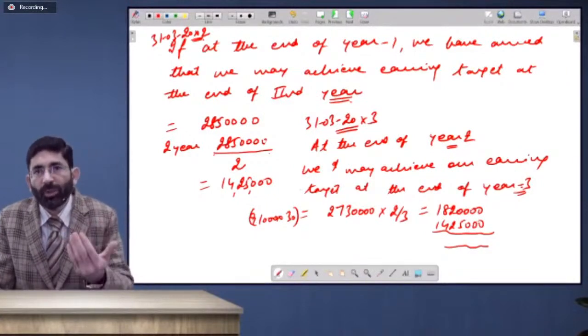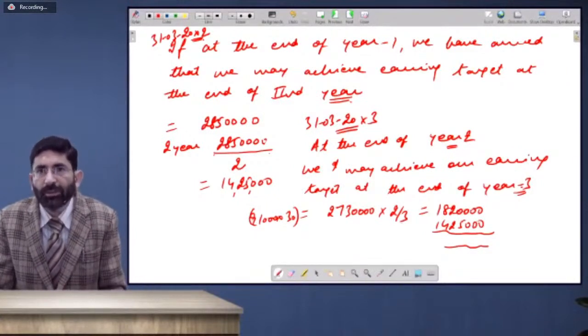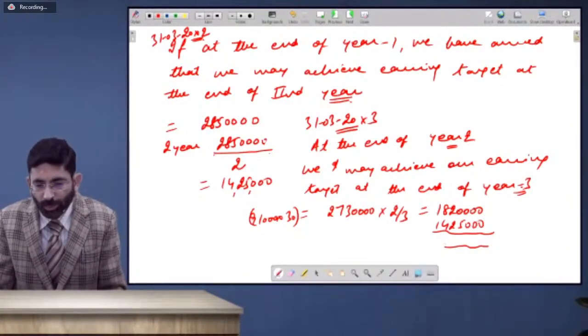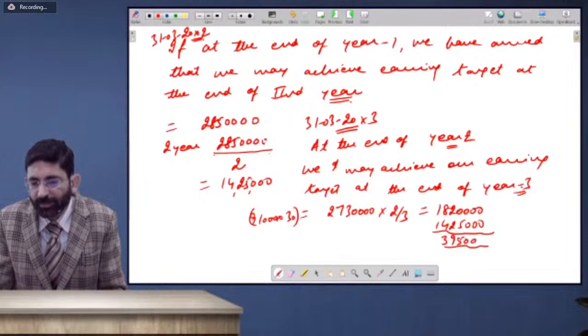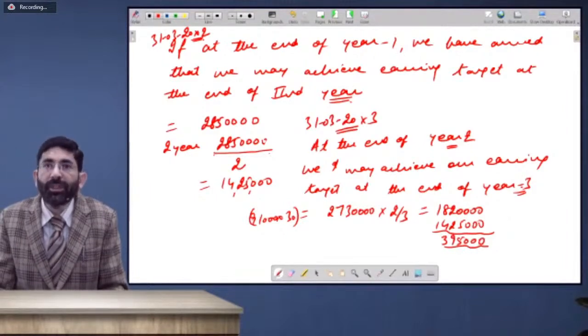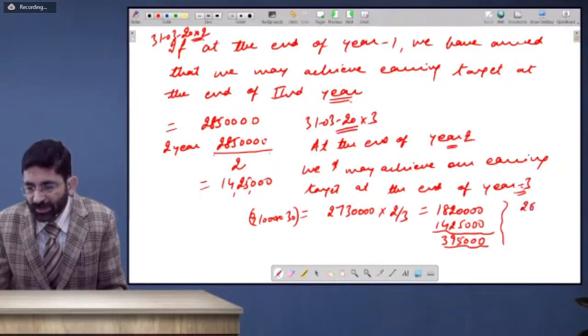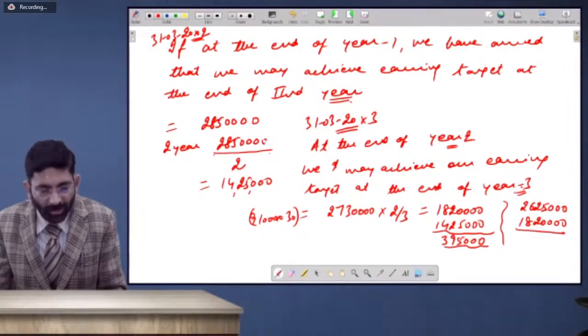Assumption is according to us. Whatever assumption we take, that will be good, because this is not the actual thing. The actual thing will be done only at the end of third year. Total loss to be written off only at the end of third year, 3,95,000. But at the end of third year, the picture is very much clear. At the end of third year, what has happened? Target is achieved. Total loss to be written off is 26,25,000. Already written off loss is 18,20,000. So the balance loss of rupees 8,05,000 is to be written off.